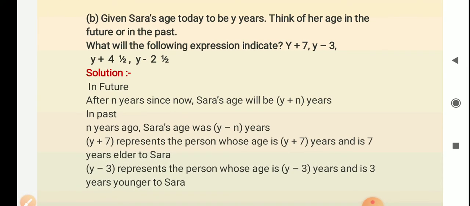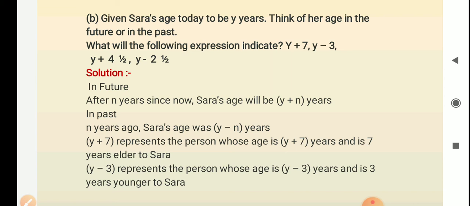Okay, next B question. Given Sarah's age today to be y years, think of her age in the future or in the past. What will the following expressions indicate? y plus 7, y minus 3, y plus 4 1/2, y minus 2 1/2. Now see student, Sarah's present age is y years, and we have to think of her age in the future or in the past from the given expressions. We have to decide whether that age will be in the future or in the past.